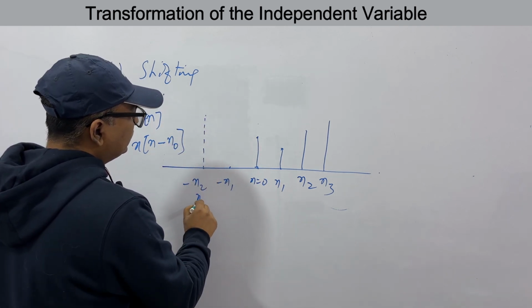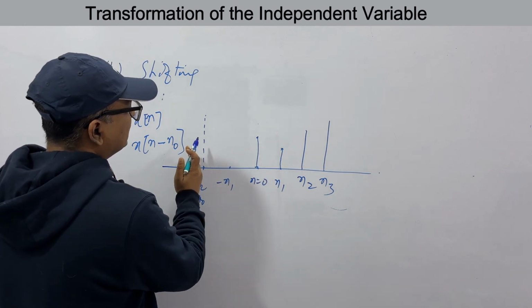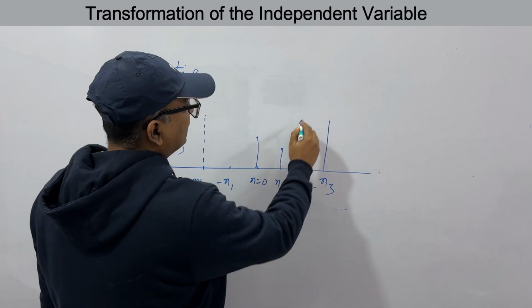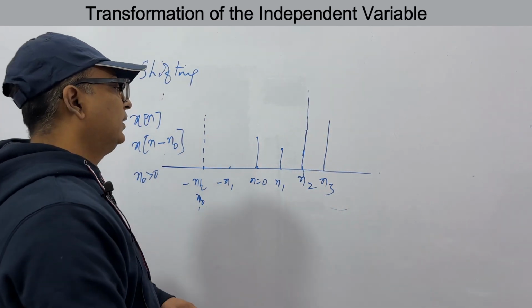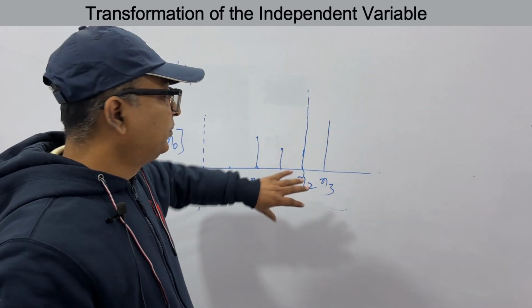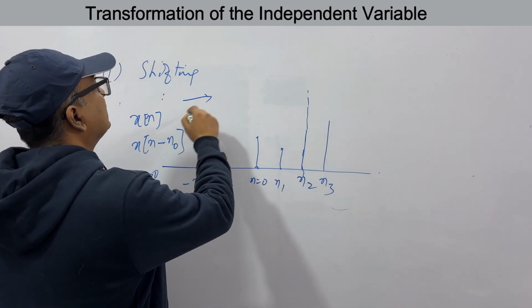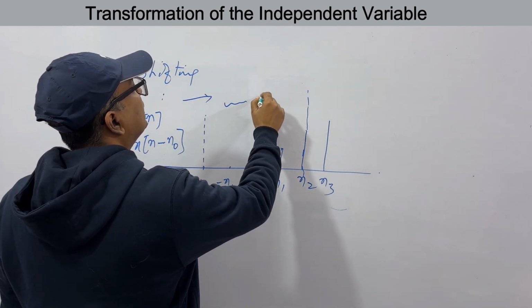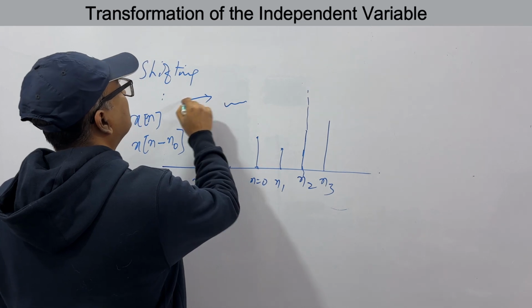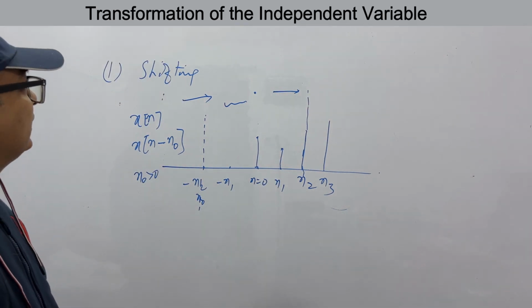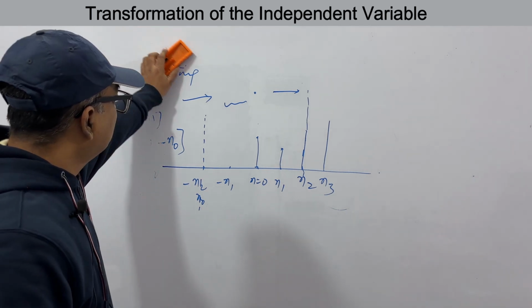If this is n0, then we are shifting the signal to this side when n0 is greater than 0. If it is less than 0, it shifts to this side. That is, if it reaches by a gap of this much time, then it shifts to this side. We are sending this, but there is a time lag, so because of this time lag, our signal will be displaced. This is the meaning. So the first type of transformation is shifting.